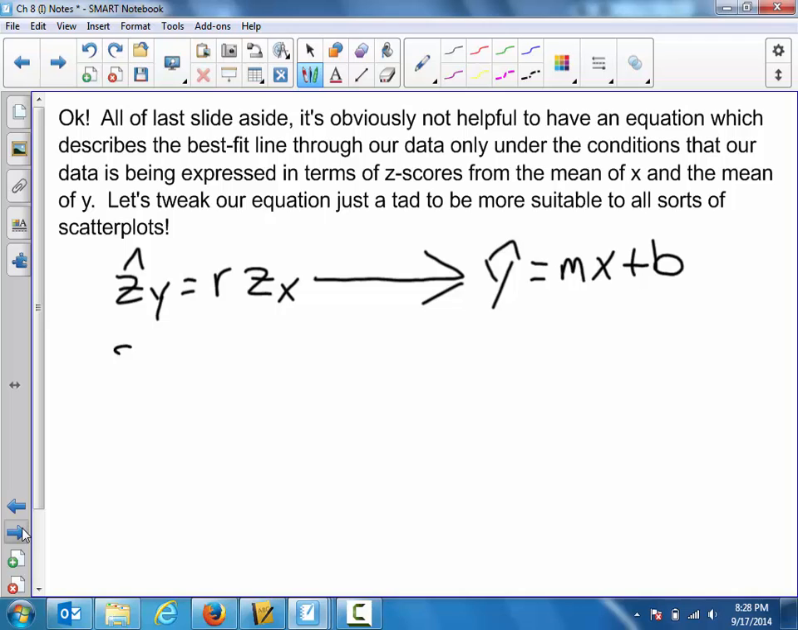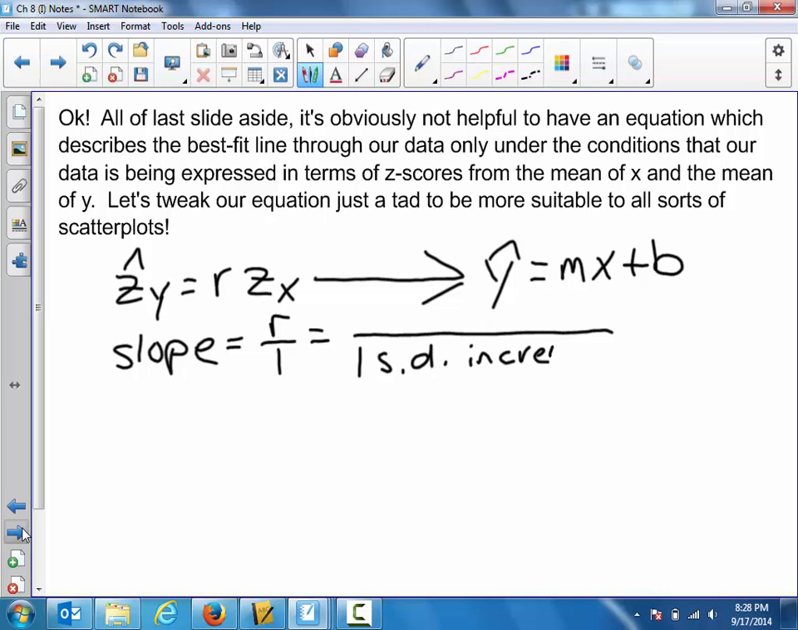Well, the first thing to note, we said just last slide that the slope for a standardized scatter plot, where everything's in terms of standard deviations, was equal to r over 1 expressed as a fraction. So that meant, for every 1 standard deviation increase in x, we are changing r standard deviations in y. Okay, so let's ask ourselves the following.